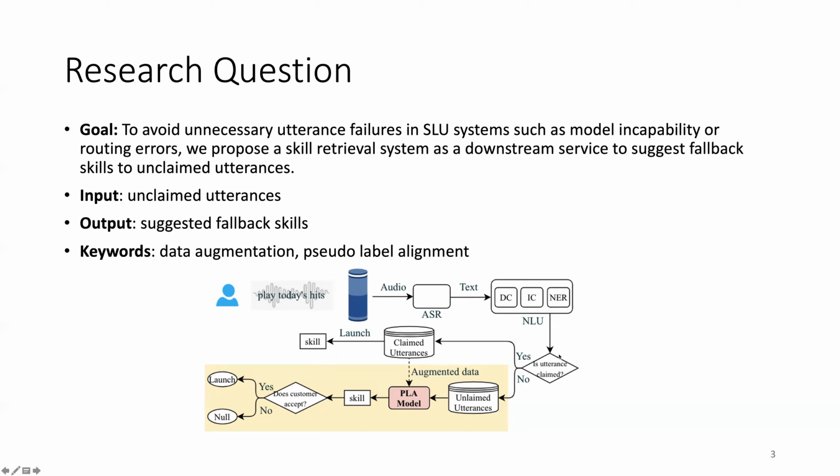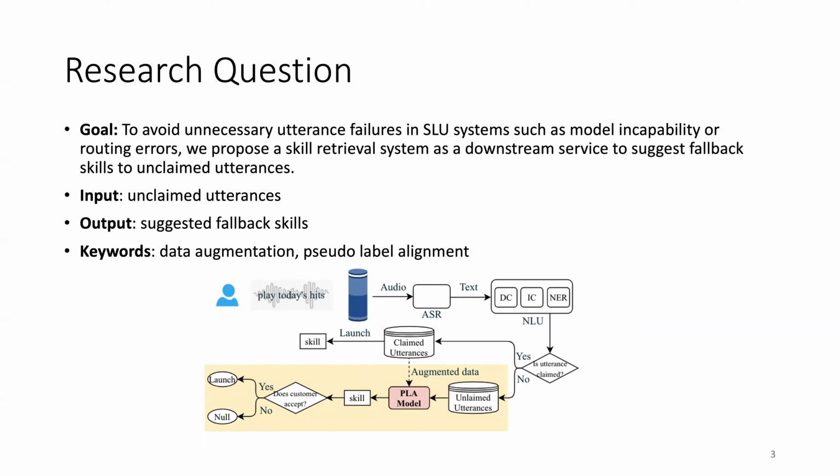And then it will decide whether this utterance is claimed or not. If the utterance is claimed, meaning that there is a suitable skill to handle this utterance, the skill will be launched. If it's unclaimed, meaning that there's no suitable skill for it, then in our previous pipeline in Alexa, those unclaimed utterances would be directly sent back to the users by saying, oh, sorry, we cannot understand.